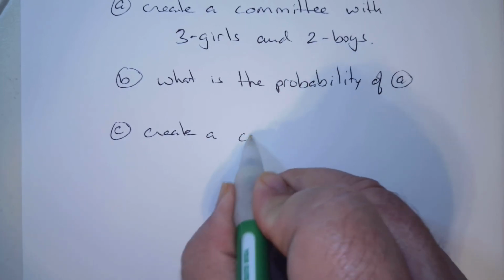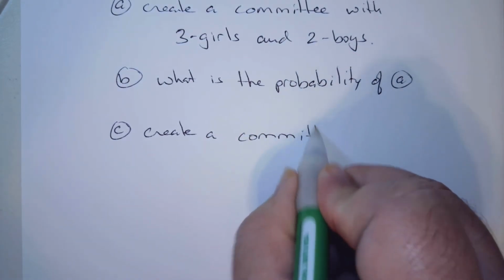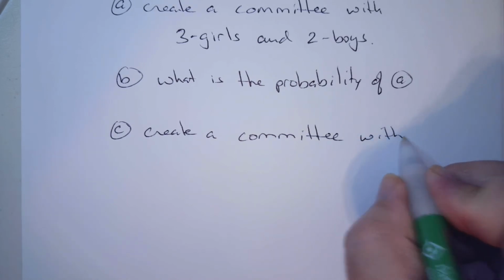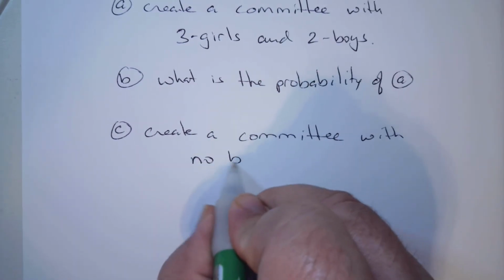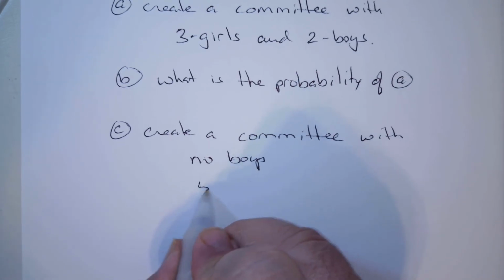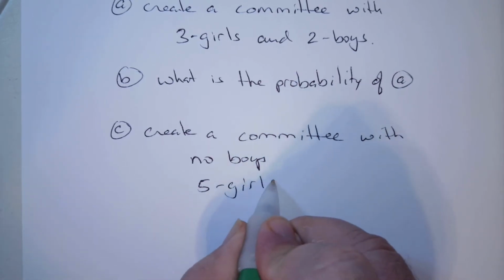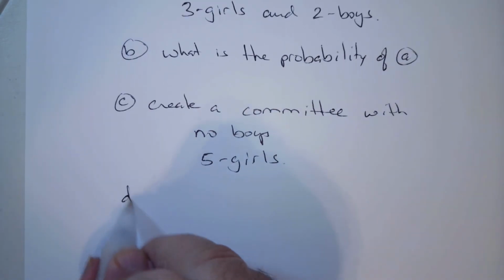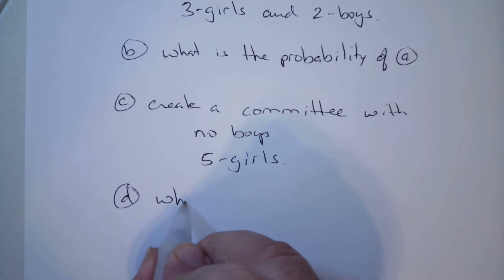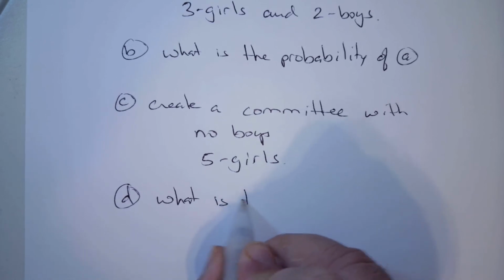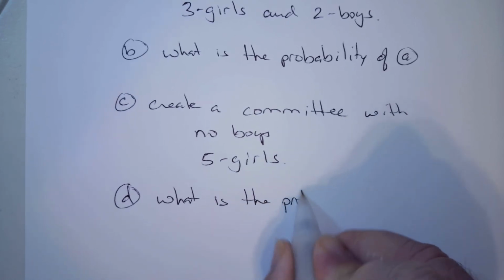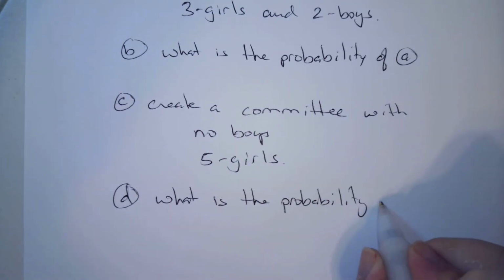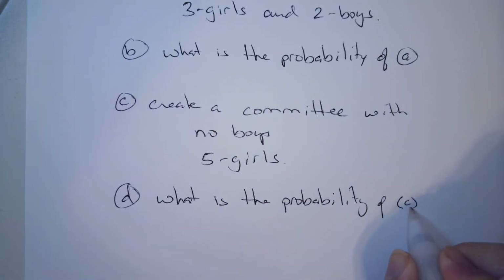Create a committee with no boys, which means 5 girls. What is the probability of C occurring?